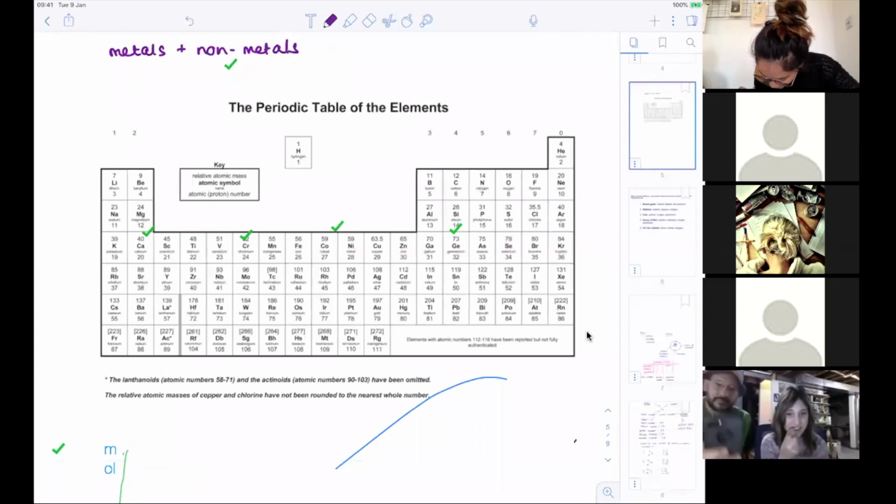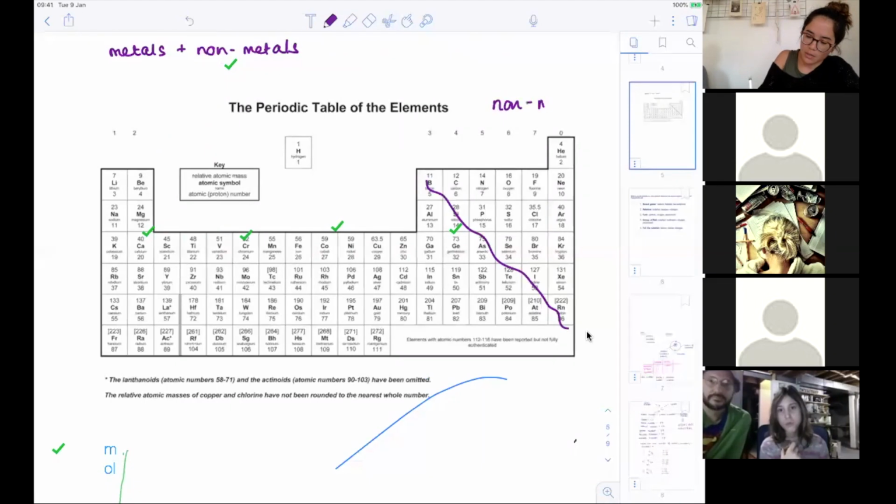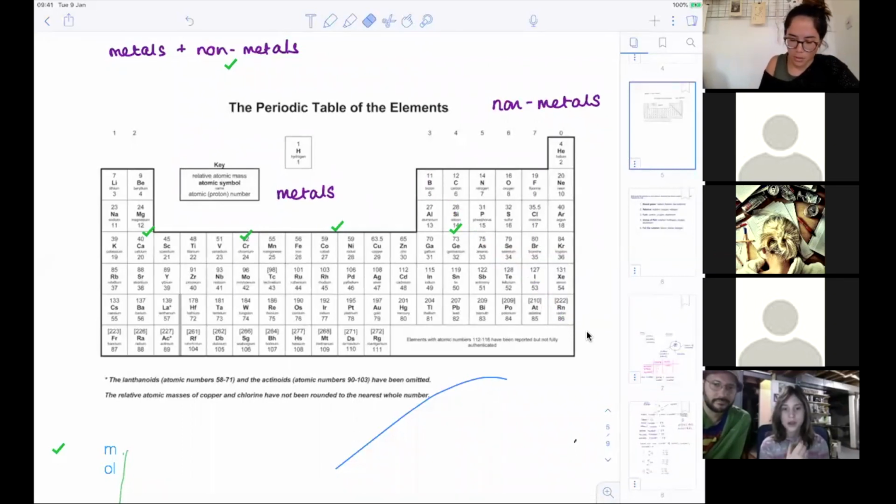I've got to make sure I take the stepped line down in the right place. Can you help me make sure I draw it in the right place? But the stepped line exists around here. I'll draw it more accurately shortly. But notice that the non-metals sit on the right-hand side, the metals sit on the left-hand side. So we have far more metals than non-metals.